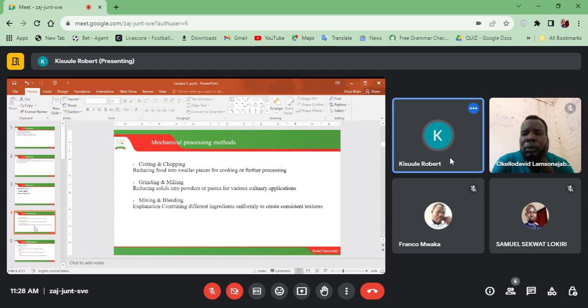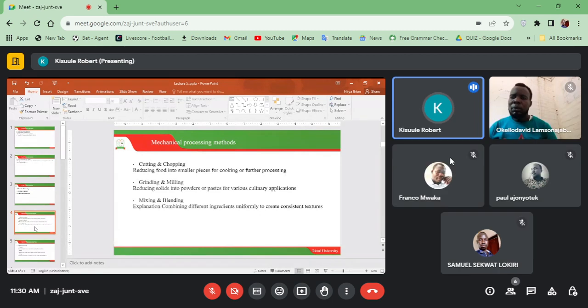So when you see a word like culinary, don't think it's an exotic word. Okay, it is a term for preparations of cooking, etc. Yeah. So also we have mixing and blending. Here we are combining different ingredients uniformly to create consistent textures. Really mixing, I know most of us who have tried to do some bakery, you have a lot of ingredients. You have the flour, you have the sugar, you have the butter, and you're trying to mix all of them together so that you come out with that final product.